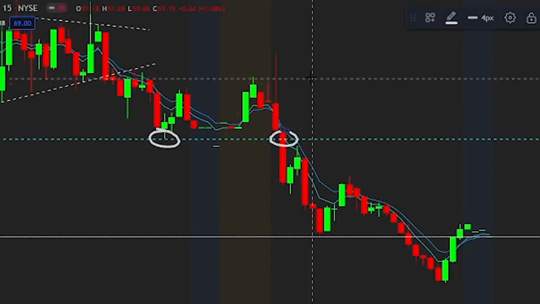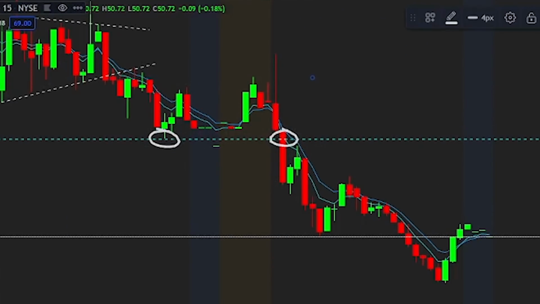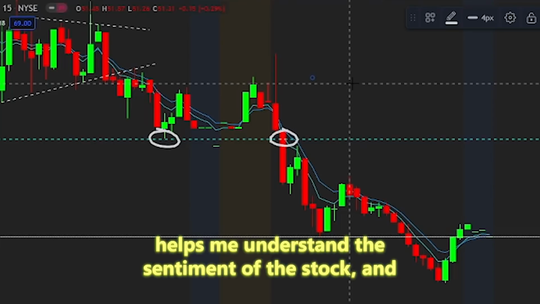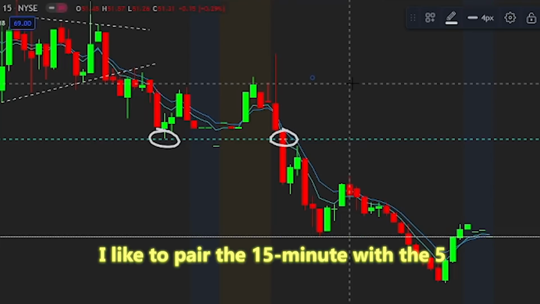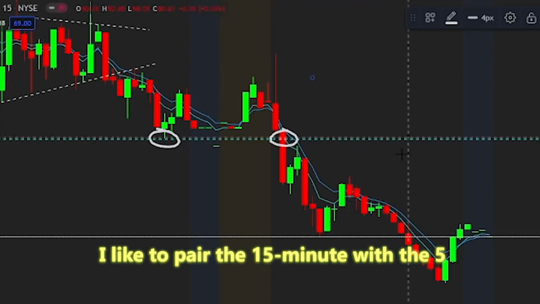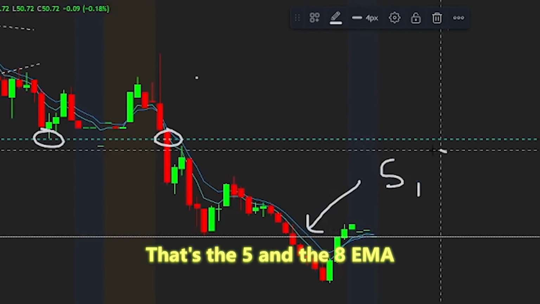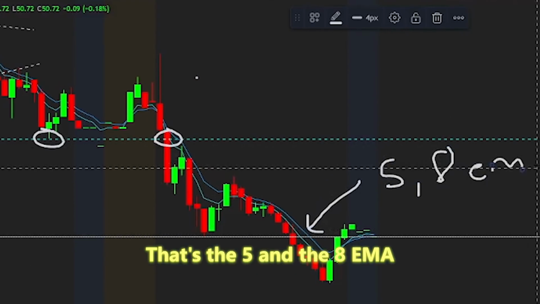break on the 15-minute. And one thing I always do is I always trade off the 15-minute. The main reason why is it just helps me avoid fake outs and helps me understand the sentiment of the stock. And I like to pair the 15-minute with the 5 and the 8 EMAs, as you guys can see right there. That's the 5 and the 8 EMA.